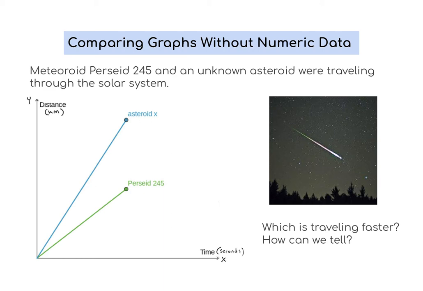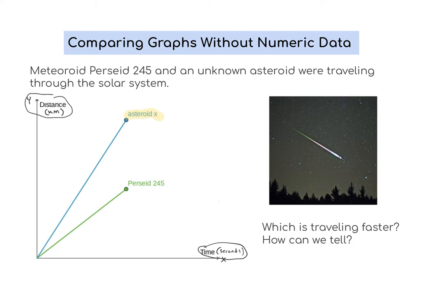So what we're looking at here is the meteoroid Perseid 245 and an unknown asteroid, which we will be calling asteroid X, and they are traveling through the solar system. We have here our x and y axes. Our x-axis represents our time in seconds, and our y-axis is representing our distance in kilometers.